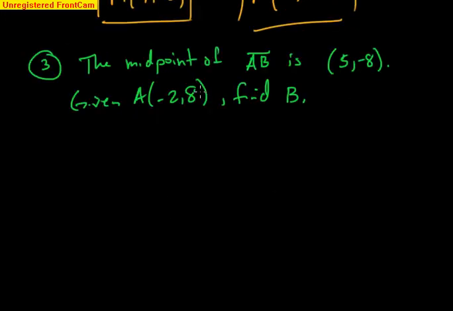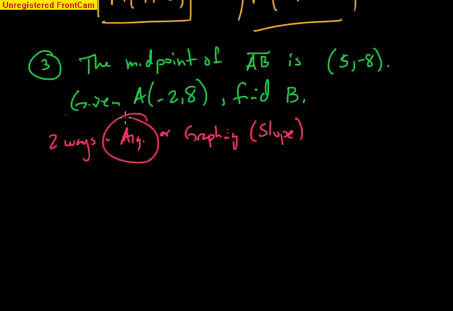Okay, so here, this problem is the midpoint of segment AB is 5, negative 8. Given A at negative 2, 8, find B. So here's one of those find the endpoint problems. Okay, so remember, there's two ways. There's the algebra way or the graphing way. And remember, the graphing way involves the slope. So either way is acceptable. So we are going to do it the algebra way. And the algebra way consists of using the midpoint formula.